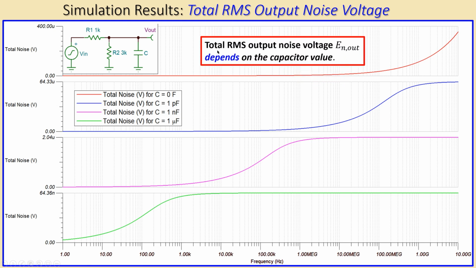And again, the total RMS output noise voltage depends on the capacitor value, and it will decrease by increasing the capacitor. It will not change due to the resistor values, except for the first case where we don't have the capacitor, but that is just a special case.